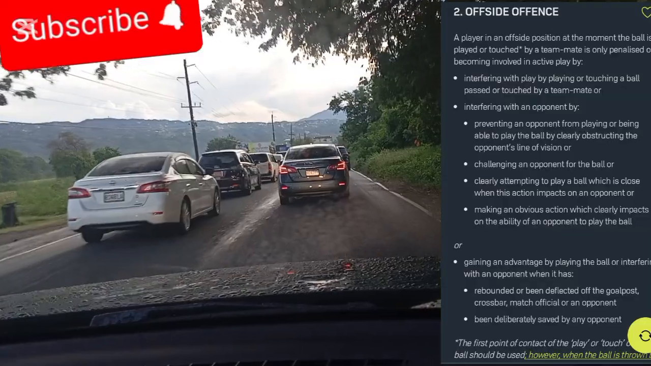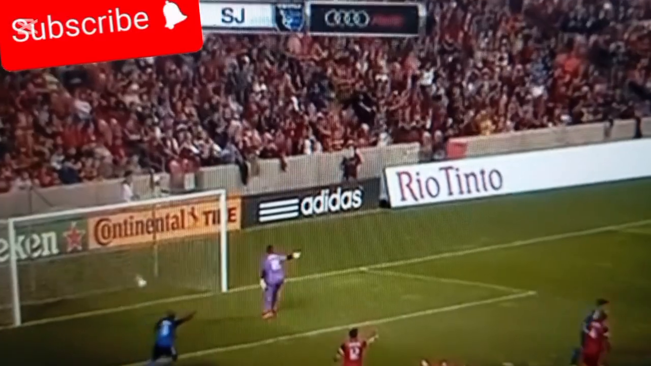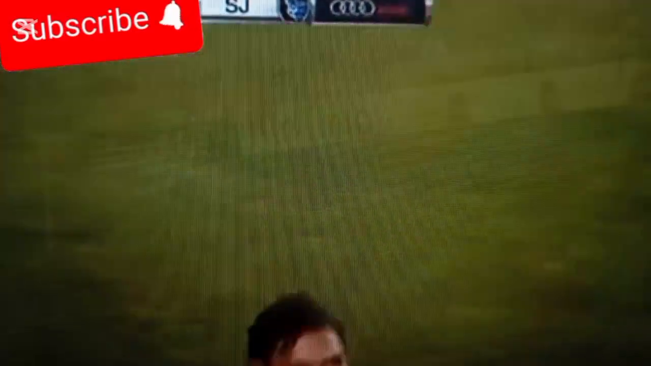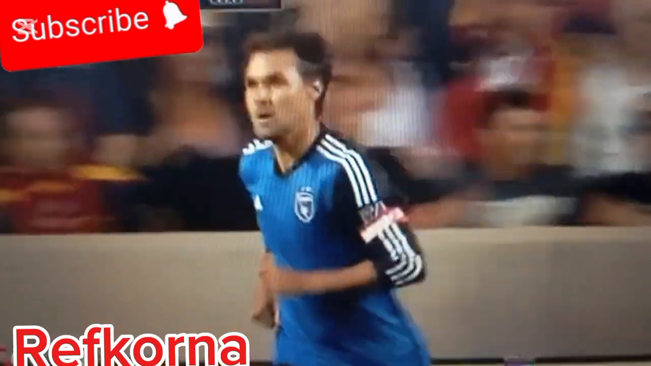And GA, gaining an advantage. So GA is like in front of goal and your teammate kicks the ball towards goal. You were in the offside position before and you just tap the ball in the goal. That's GA, gaining an advantage. Now back to my original statement, as in IO, so interfere with an opponent.